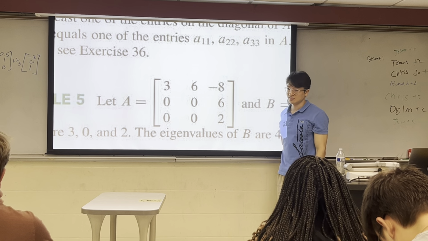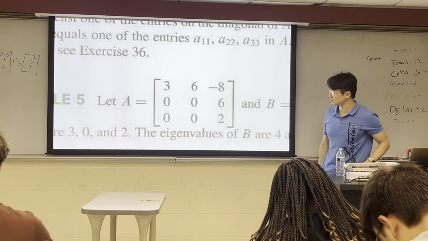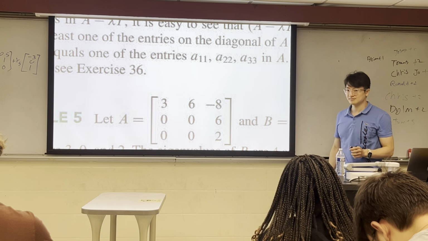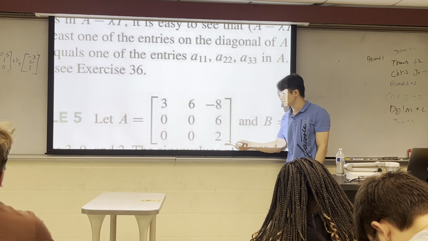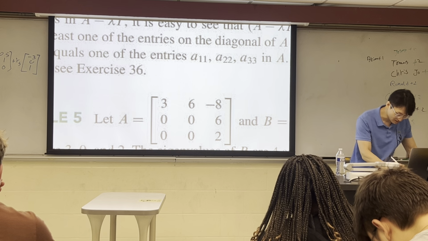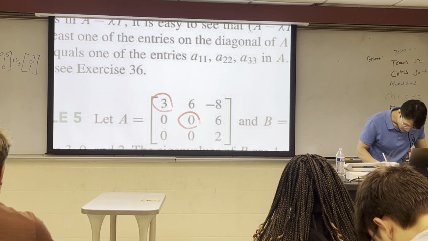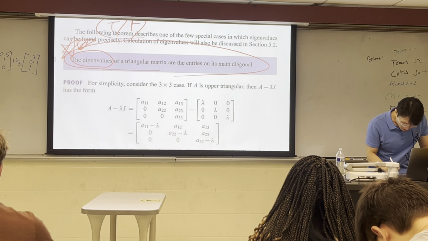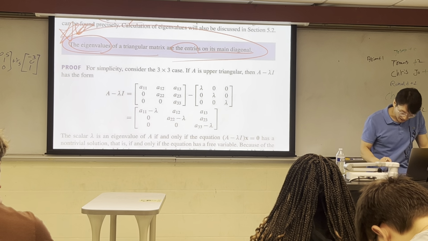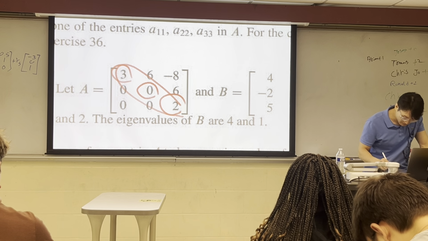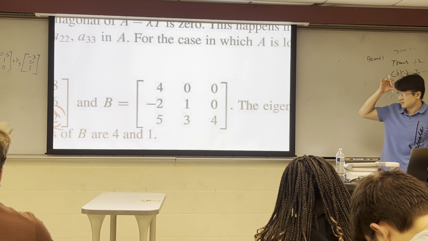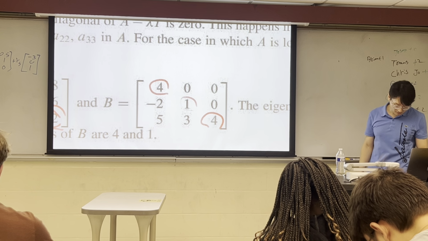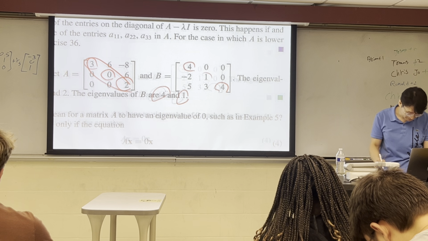What is the eigenvalue? So 3, 0, 2. Yeah, that's it. It's 3. Why? Because the theory says the eigenvalues are going to be the entries on the main diagonal. So what about this B? Yeah, I'm just testing if you have eyes. 4, 1, 4. So 4, 1.